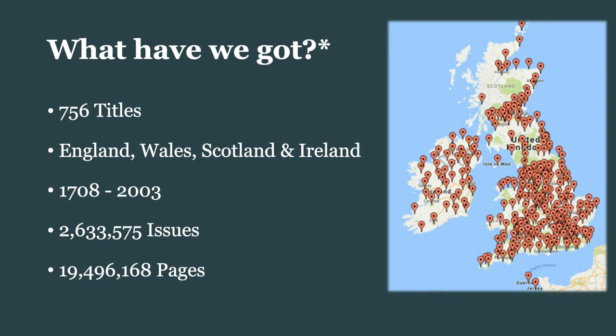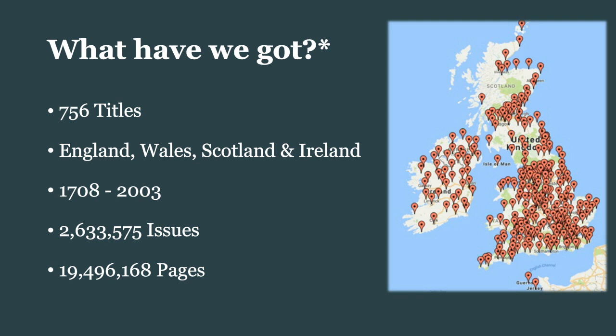So what have we got? As you'll see, my slide says 756 titles. But with the way the British Newspaper Archive works, I can see that on the website today it's 757. We have titles from England, Wales, Scotland and Ireland, and our coverage is from 1708 to 2003. There are over 2.6 million individual newspapers on the website, and this amounts to over 19 million pages. And again, my slide is immediately out of date after only 24 hours.